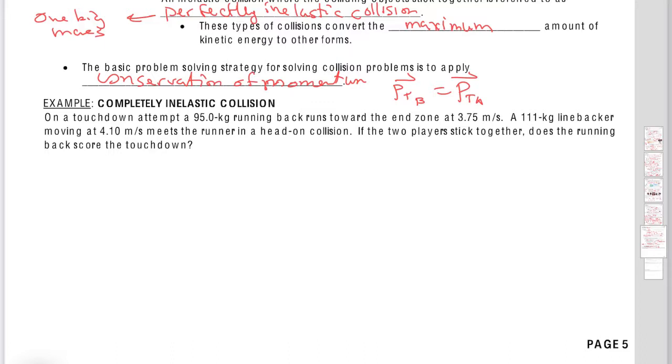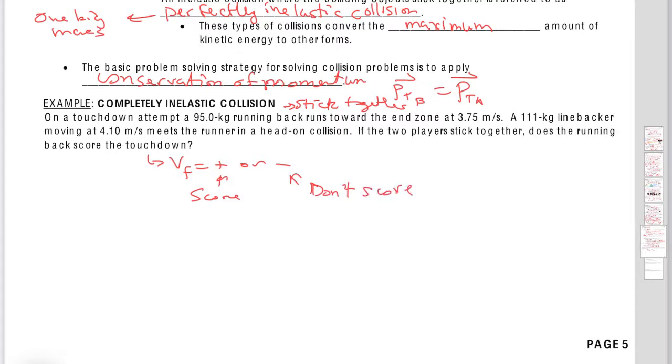All right, so here's one that's perfectly inelastic, which means they're going to stick together. On a touchdown attempt, a 95 kilogram running back runs toward the end zone at 3.75 meters per second. A 111 kilogram linebacker moving at 4.10 meters per second meets the runner in a head-on collision. If the two players stick together, does the running back score the touchdown? To determine that, is our V final positive or negative? If it's positive, they score. If it's negative, they don't score.